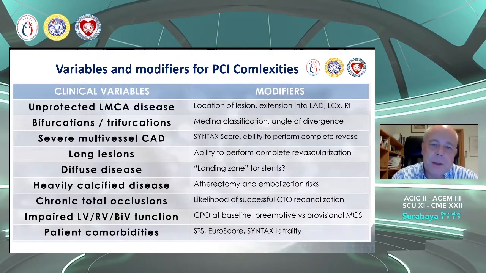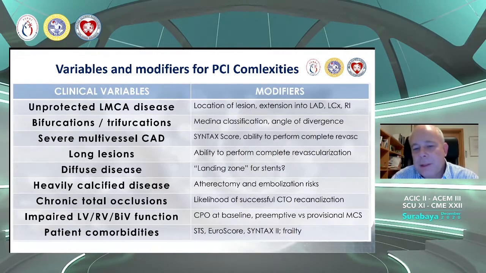There are many modifiers and variables for PCI and their complexities, and this is just some of them, even though it covers many. It could be unprotected left main coronary disease, where the variable is the location of the lesion and extent, and calcification. In bifurcations or trifurcations, it's the Medina classification, the angles, and possibly the presence of calcification.